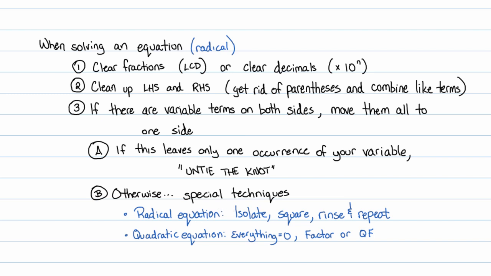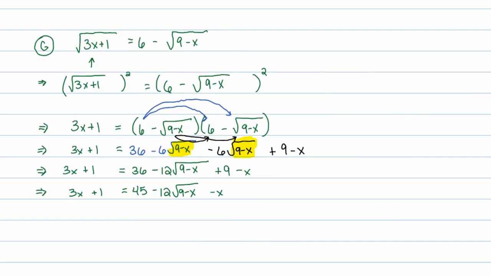We have a radical equation: isolate, again, square. This is where the rinse and repeat is coming in, because we're actually going to repeat all those steps. So let's go ahead and add x to both sides. I'll stack it nicely. And I'll subtract 45 from both sides. So I'll stack that nicely as well. So this gives me 4x minus 44 is equal to a negative 12 square root of 9 minus x.